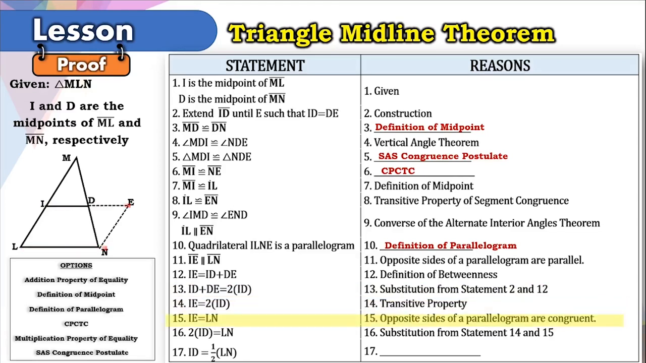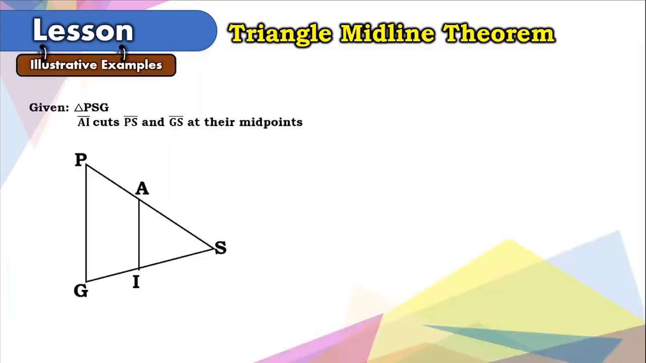Next, IE is equal to LN, because opposite sides of a parallelogram are congruent. By substitution from statement number 14 and statement number 15, twice ID is equal to LN. Thus, ID is equal to 1/2 of LN, by multiplication property of equality. This is the proof of the triangle midline theorem. Let's have some illustrative examples.